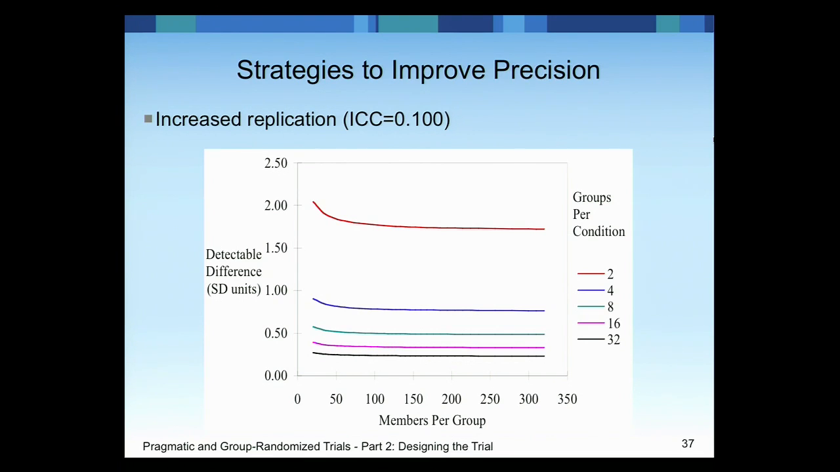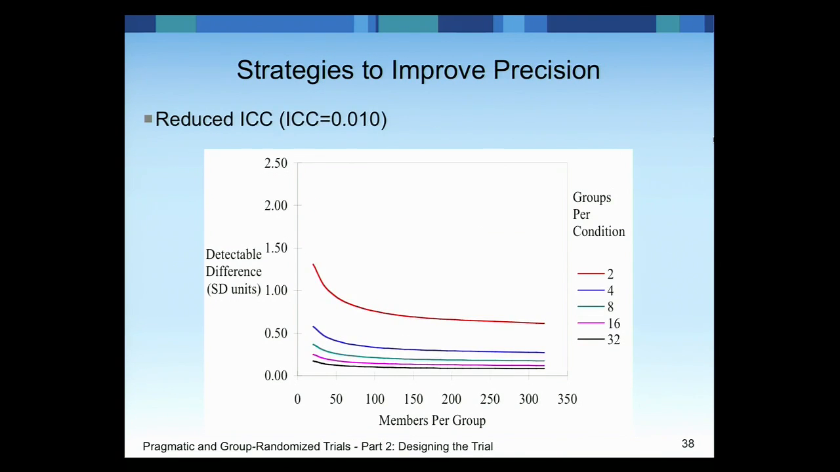Notice also that the lines don't drop much after you get about 50, 75, 100 members per group. They're pretty flat. That's more true with large interclass correlations than small interclass correlations, but it is generally true in group randomized trials. We get a lot more out of adding groups than we do out of adding members.